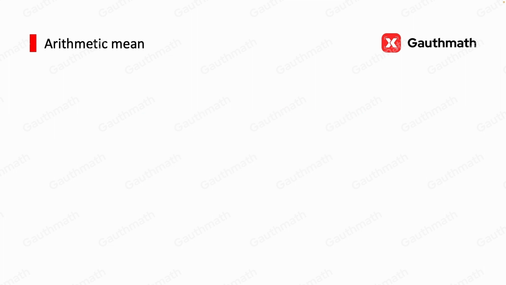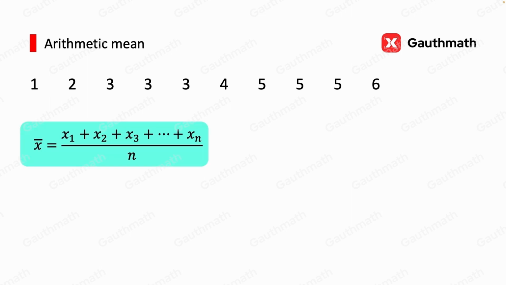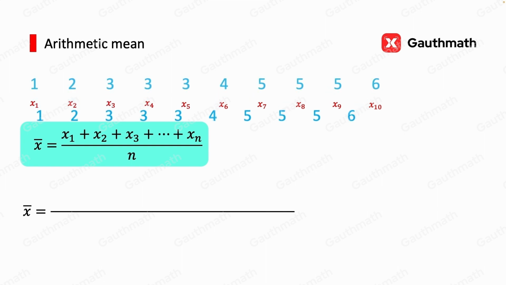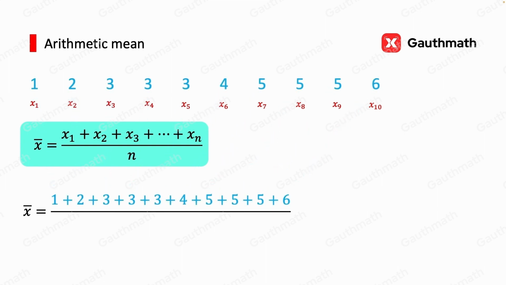For example, suppose we have a series of numbers here: 1, 2, 3, 3, 3, 4, 5, 5, 5, and 6. And here's the mathematical formula for the mean, which is denoted as x bar. On the right side of the formula, x1 is the first number, x2 is the second number, and xn is the last number. So the formula is just saying sum up all the values and divide it by the number of values. And in our case, we have 10 values in total, so we're dividing by 10. And the answer is 3.7.